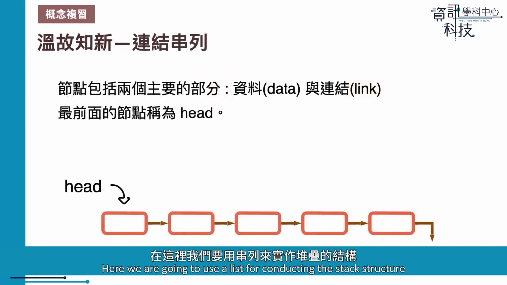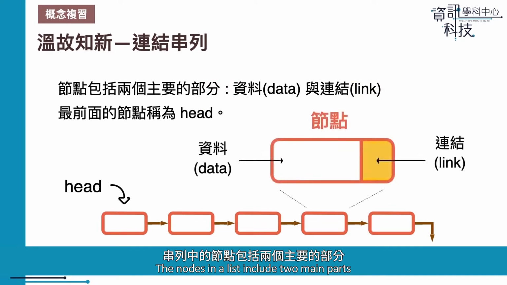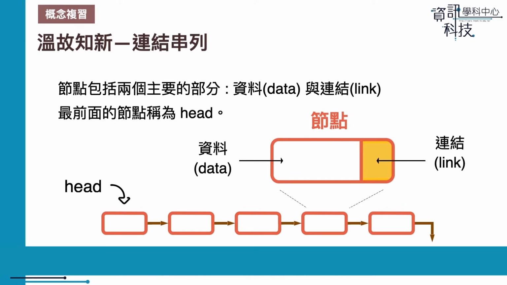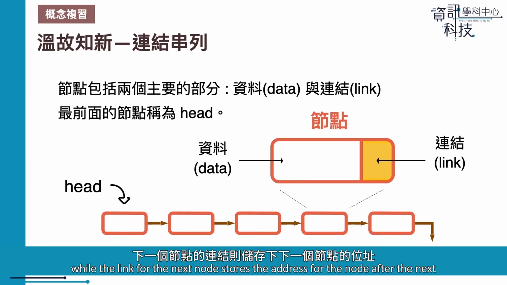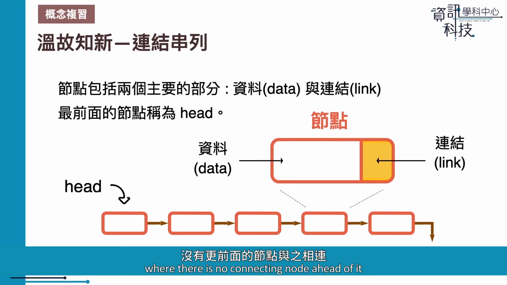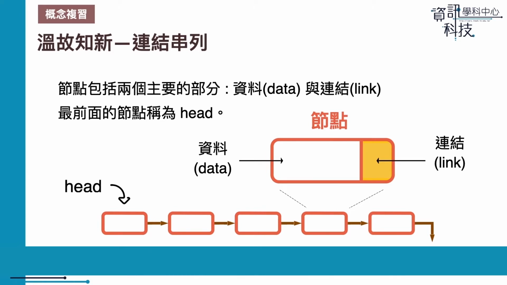Here we are going to use a list for conducting the stack structure. Thus, let us review what has been learned. The nodes in a list include 2 main parts, data and link. Link stores the address for the next node, while the link for the next node stores the address for the node after the next. Also, the first node in the link is known as a head, where there is no connecting node ahead of it, while the last node is also without a connecting node behind it.